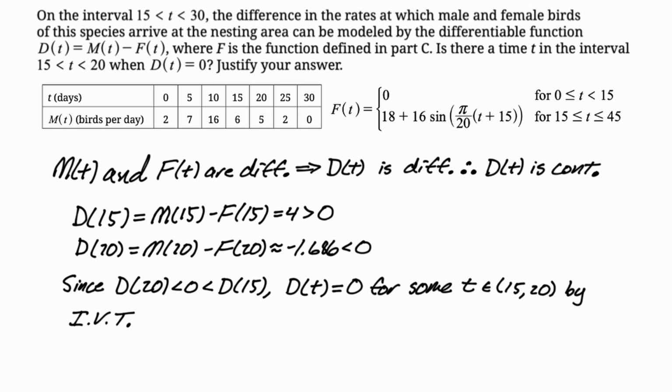Since d of t is less than 0, is less than d of 15, d of t equals 0 for some t between 15 and 20 by the intermediate value theorem.